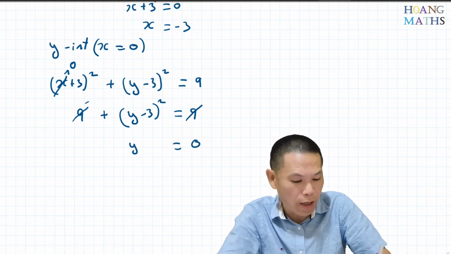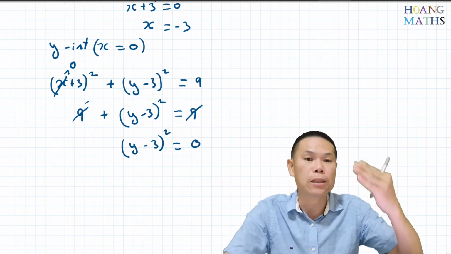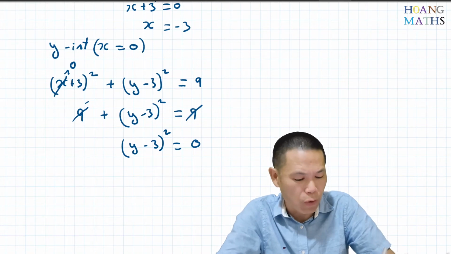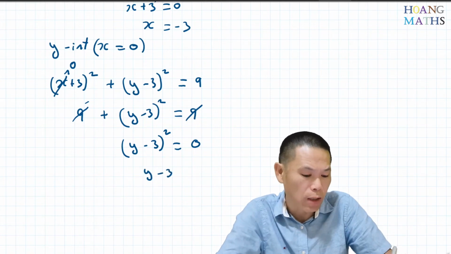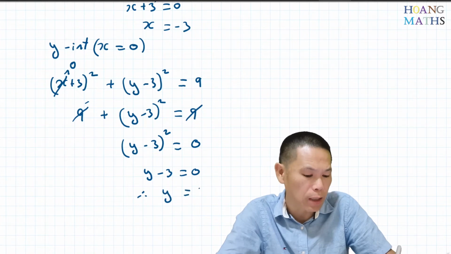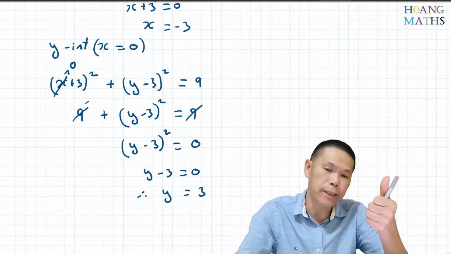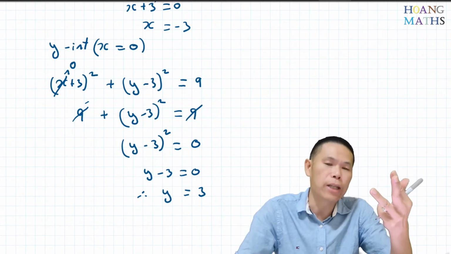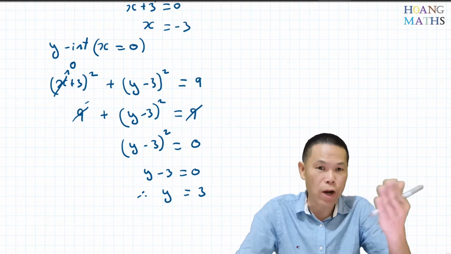So y minus 3 all squared is equal to 0. And I square root both sides. So the square root of 0 is 0. Therefore, y minus 3 is equal to 0. So therefore, the y-intercept is 3. So we have the x-intercept, y-intercept, center, and the radius of the circle. So we just graph it, okay?